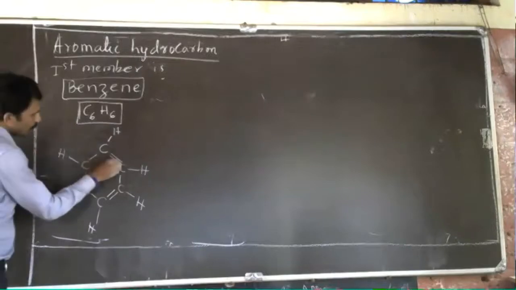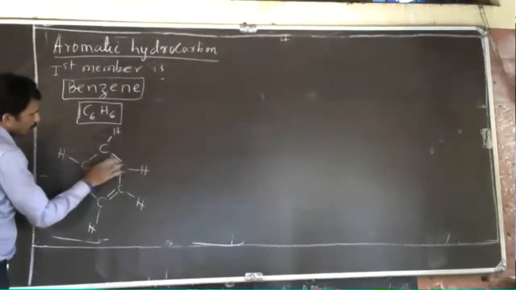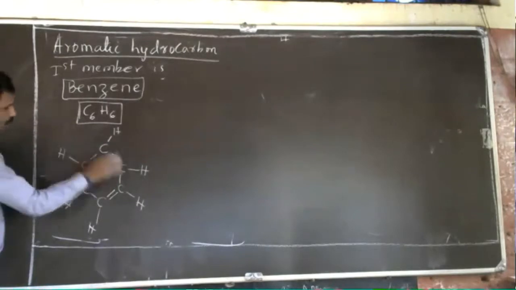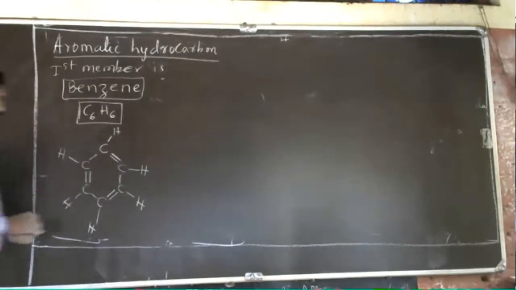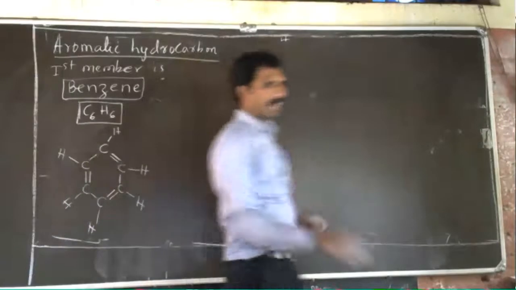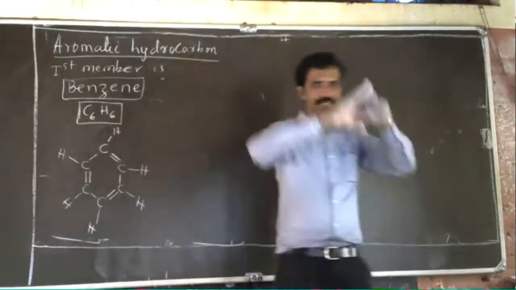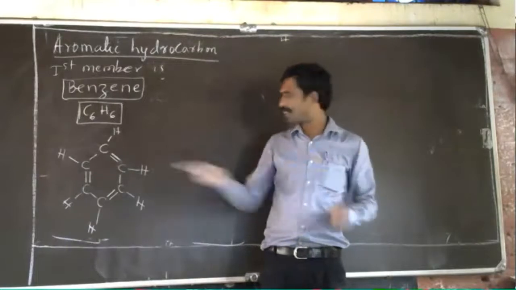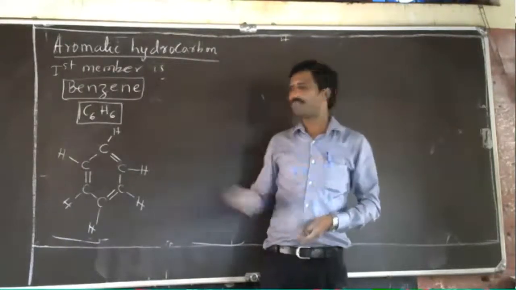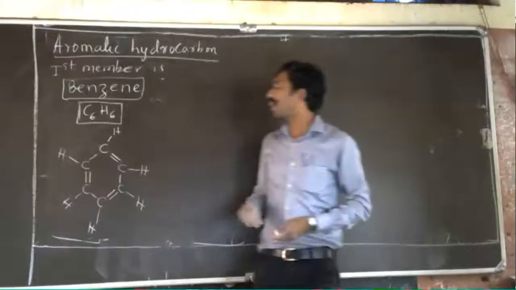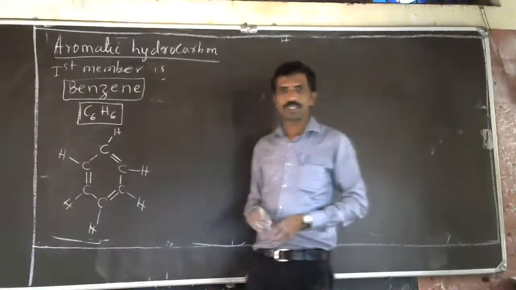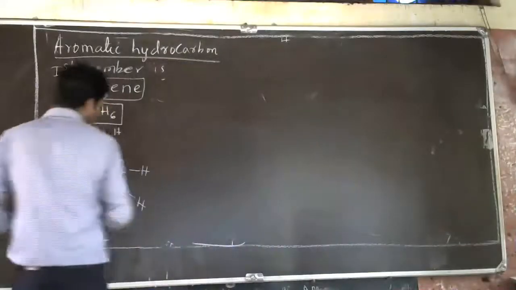And in between carbon there are alternating double bonds. So this is the straight chain hydrocarbon which is joined. When the straight chain hydrocarbon is joined in a circle, this structure will come. The first member of the aromatic hydrocarbons is benzene. Understood? So this is the first member.